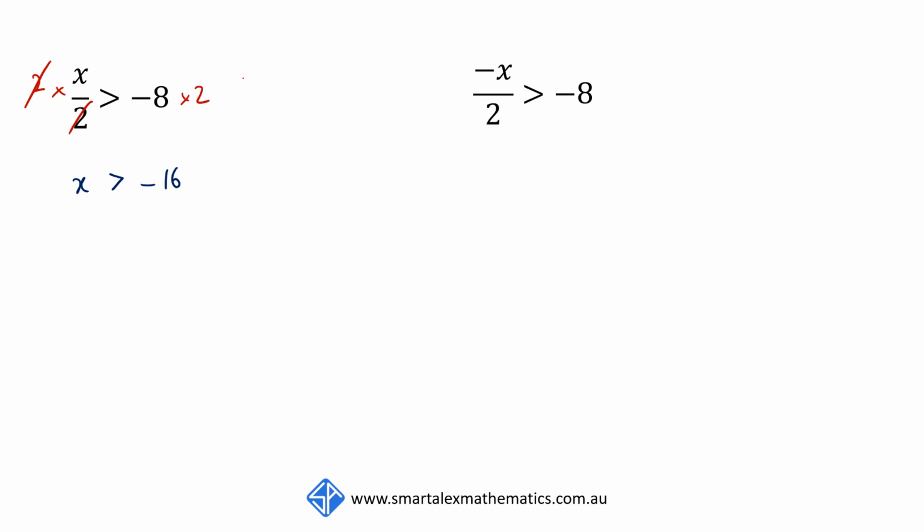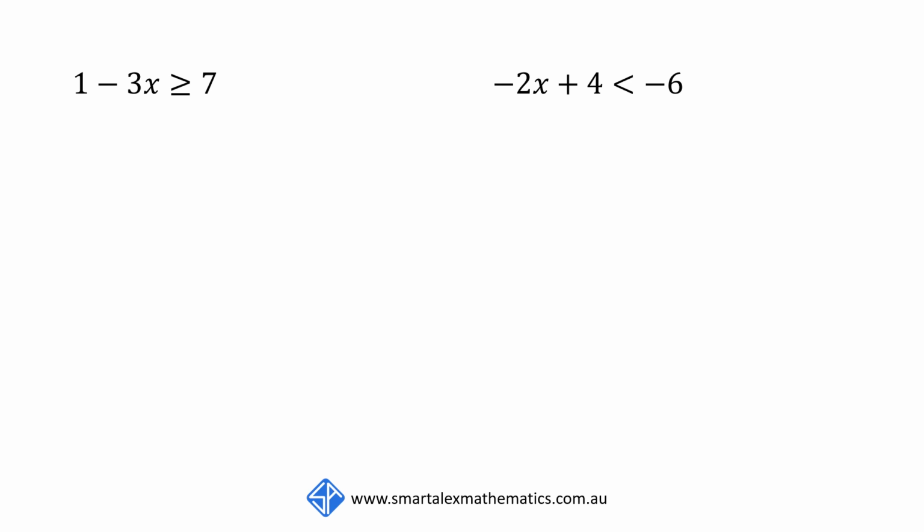Let's look at the one on the right-hand side. This time I have negative x divided by 2 is greater than negative 8. In order to get rid of the negative sign on the left, we're going to multiply both sides by a negative 2 because a negative multiplied by a negative is going to give us a positive. That's going to get rid of the 2 on the denominator as well as the negative sign. On the left, we now have a positive x, and on the right, we have 16. But because we multiply by a negative number, this time the inequality sign is going to change direction, and our answer becomes x is less than 16.